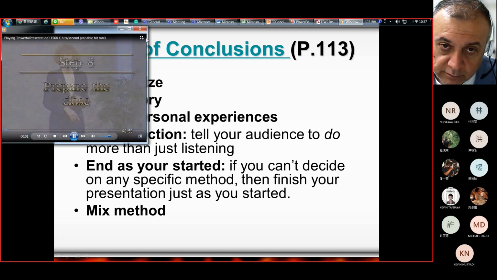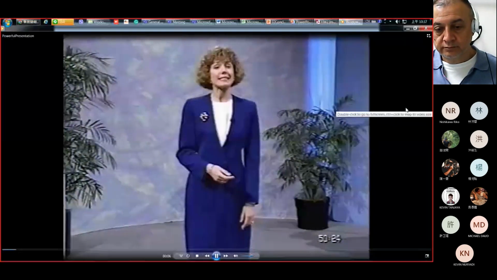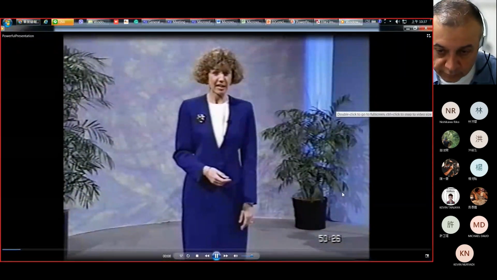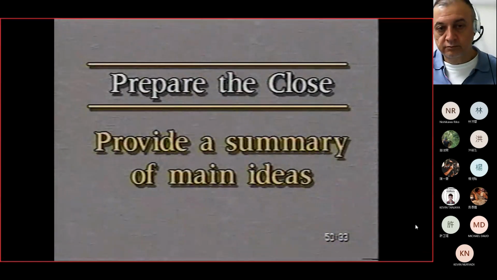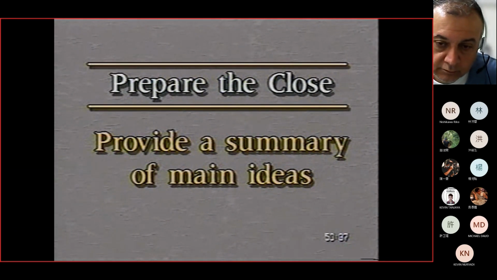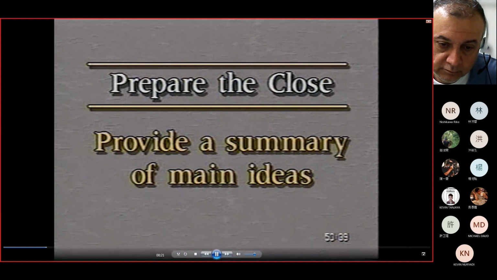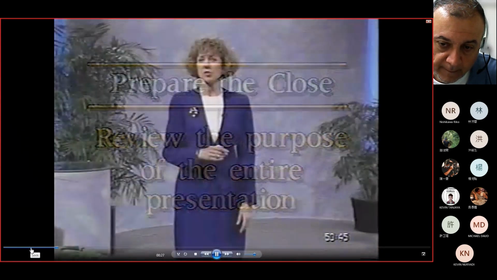Well, finally we're there. Step number 8, prepare the close. A good closing is essential to the success of your presentation. Actually, every closing should achieve 3 objectives. Let's review them for a moment. Objective number 1, a closing should provide a summary of the main ideas. Objective number 2, a closing should review the purpose of your entire presentation. Once again, don't assume that your audience members will remember what the purpose is. You need to tell them one more time.